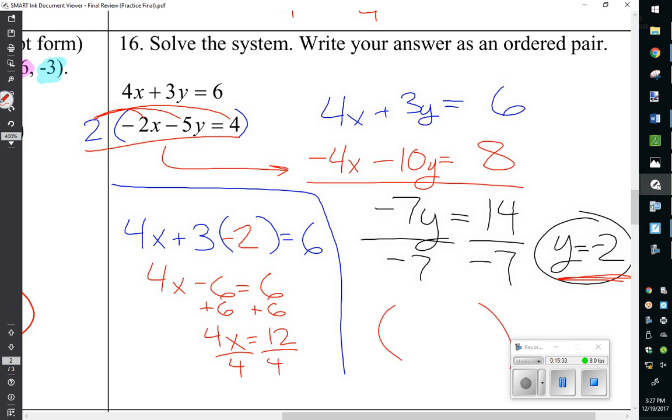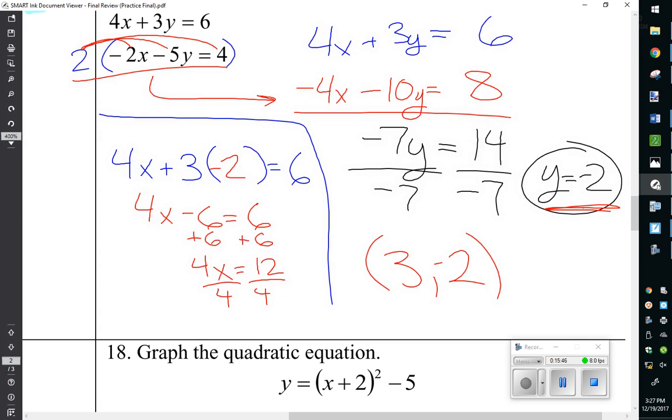My final answer, it says write it as an ordered pair. My x is going to be 3 because it's 12 divided by 4. And my y is negative 2. That is the solution to that polynomial, or to that system. Sorry, I keep saying polynomial. That's my system.